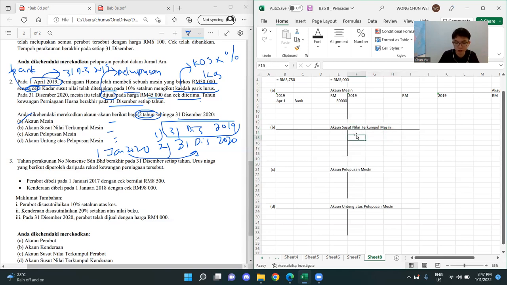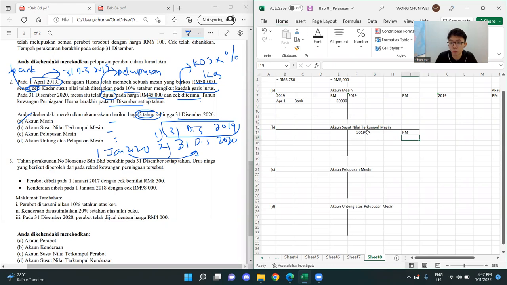So here 2019, credit, and you have to know susut nilai terkumpul is always on the credit side, while susut nilai is on the debit side. This is what we have learned from 8C. If you don't know what is in 8C, the susut nilai dan susut nilai terkumpul, please go back and watch the recording. The recordings are there for you to watch back. If you don't understand, you can do the revision using my recordings. All right.